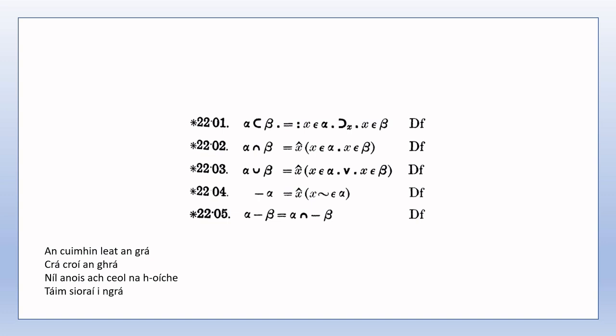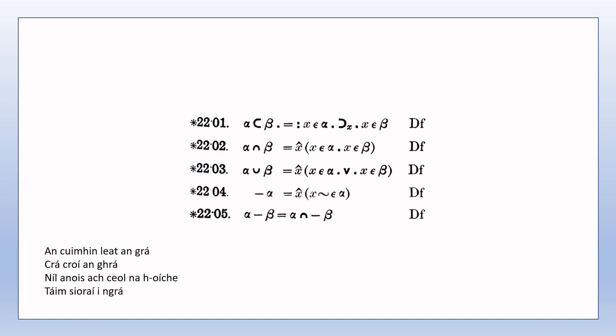Note that we don't require beta to be completely included in alpha. As an extreme, if the class beta has no member in common with alpha, then alpha minus beta is simply equal to alpha. And there are another two definitions to give later in this chapter, but they're really just notational shorthand definitions, which I'll give later in the video.